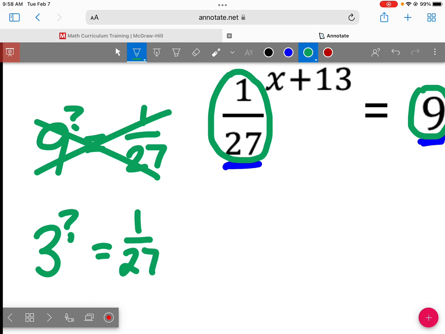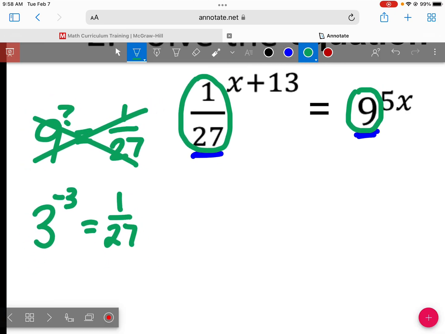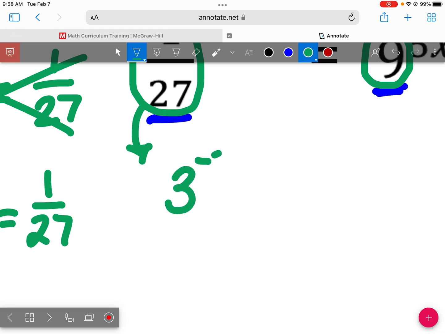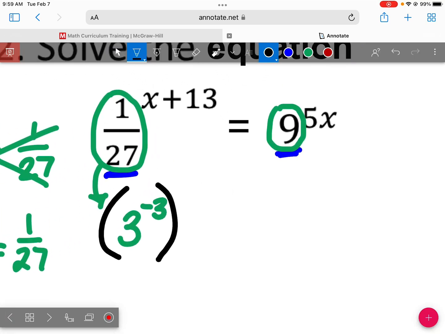I think you're on the right track. You get 27. I want 1 over 27. How do I make it a fraction? Negative. So 3 to the negative 3rd power would give me this. So I'm going to rewrite 1 over 27 as 3 to the negative 3rd power. And then I'm going to bring down the rest of that exponent, x plus 13. Equals.